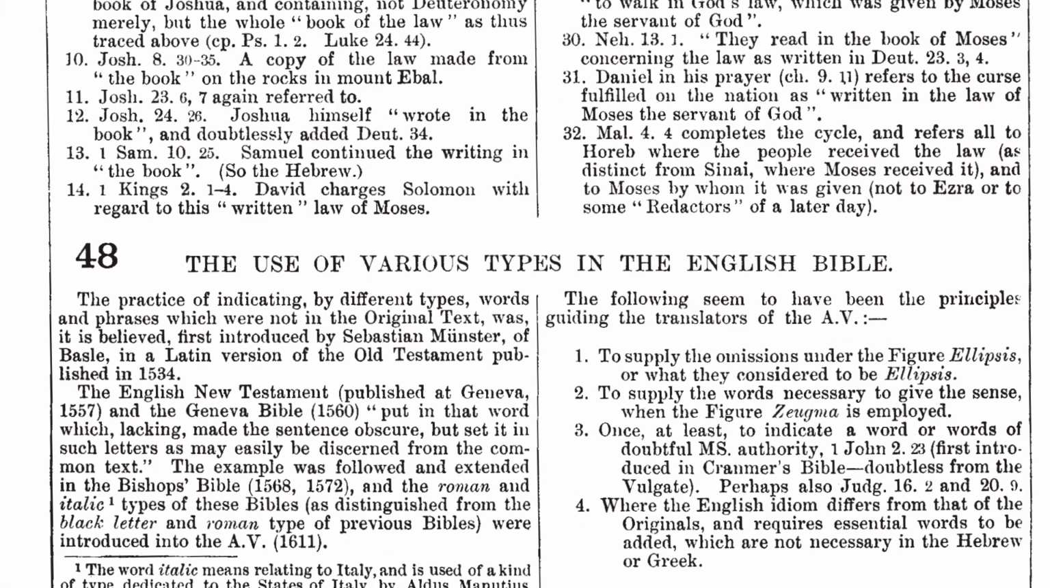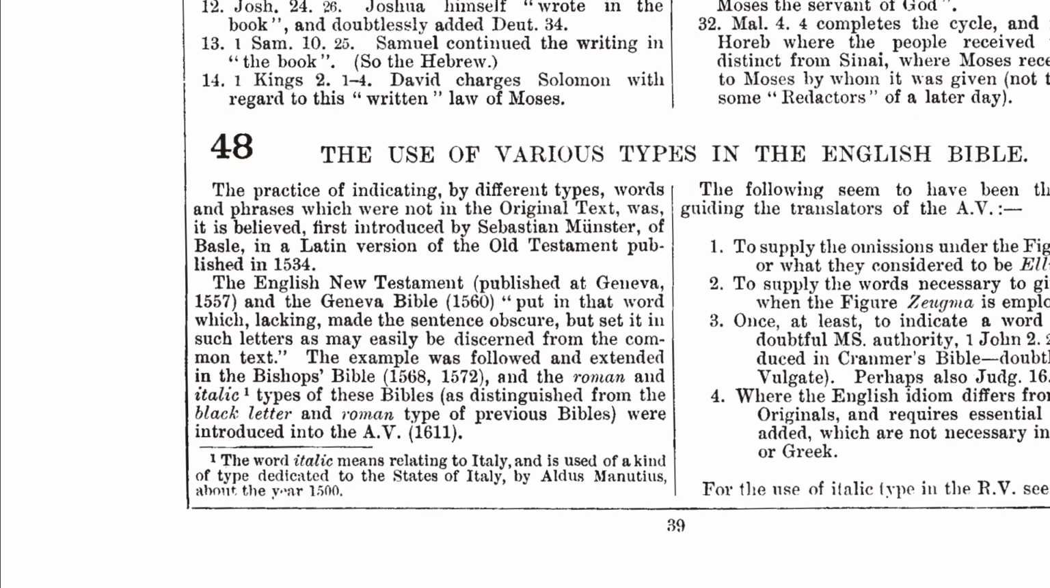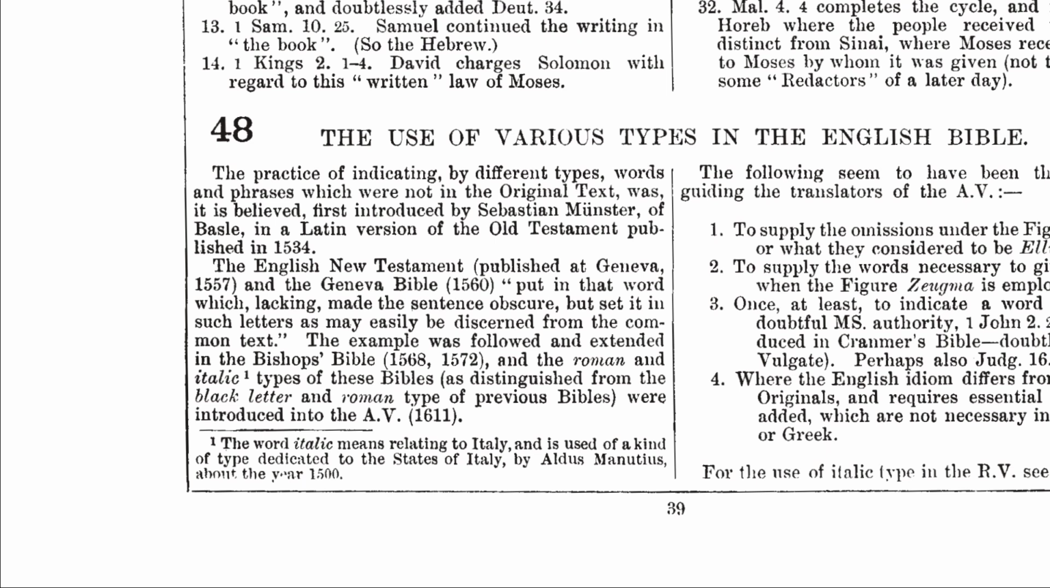The use of various types in the English Bible. The practice of indicating by different types words and phrases which were not in the original text was, it is believed, first introduced by Sebastian Munster of Basel in a Latin version of the Old Testament published in 1534. The English New Testament published at Geneva 1557, and the Geneva Bible 1560, put in that word which, lacking, made the sentence obscure, but set in such letters as it may easily be discerned from the common text.